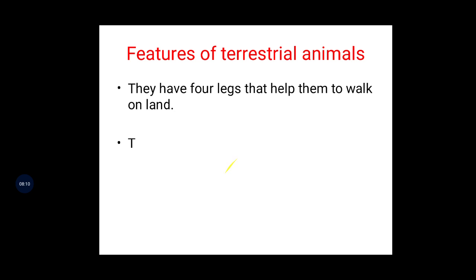The next one, what is that? Features of animals. So, features of terrestrial animals. What are the features of terrestrial animals? See here, terrestrial animals have four legs that help them to walk on land. What does it mean? Every animal has four legs. These are the terrestrial animals. Each and every one has four legs, or not?